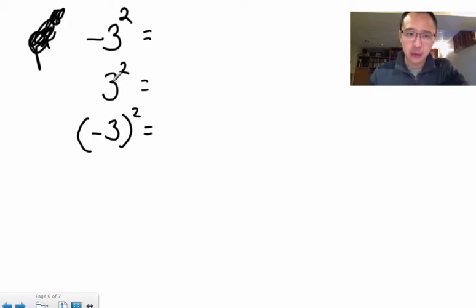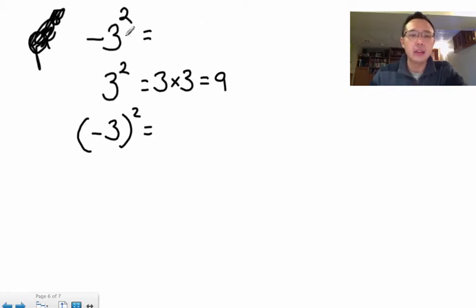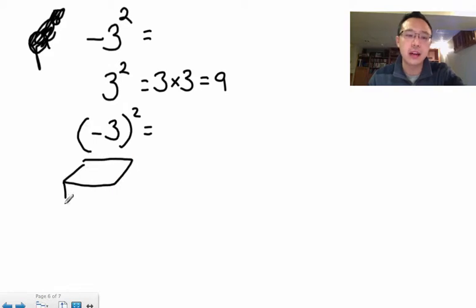If I were to write 3 to the power of 2 in expanded form, it would be 3 times 3, which is 9. But how are these two different? One doesn't have brackets and one has brackets. How I like to think about it is that brackets are like a little box, and everything inside the box is your base. It doesn't matter what it looks like inside. So this 3 is inside the box, and that includes the negative sign.